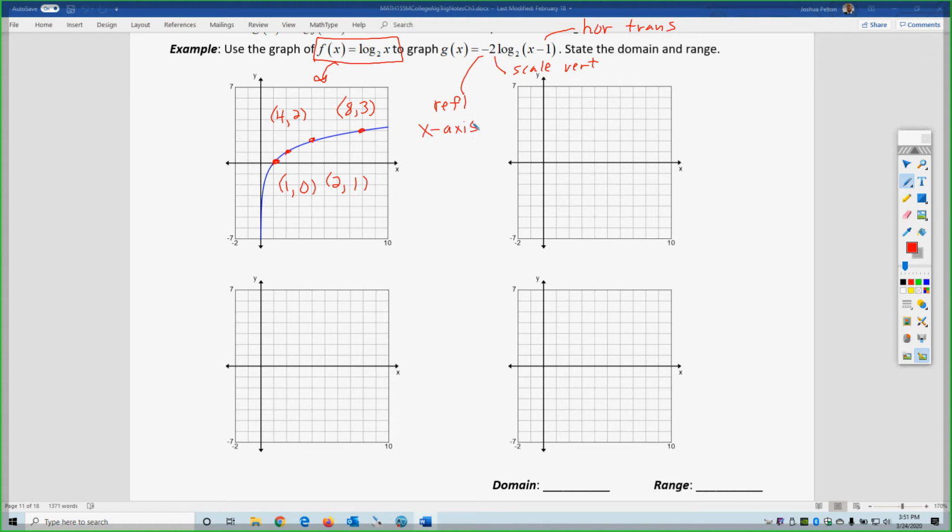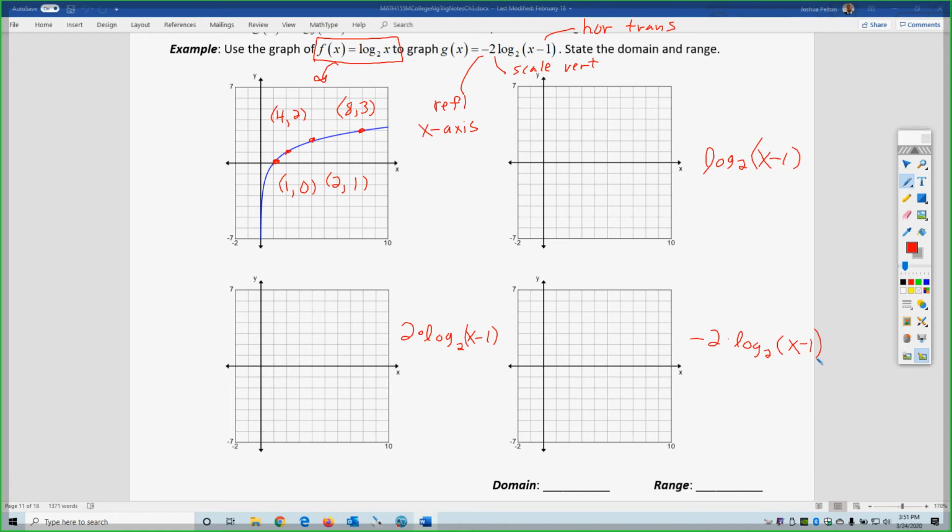So based on the order of operations, log base 2 of x minus 1 must happen first, because it's a horizontal translation. Then the scaling must happen second, so the times 2 must happen second. And then lastly, the negative reflection must happen last. Okay?